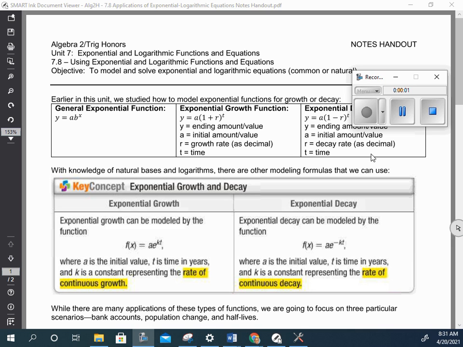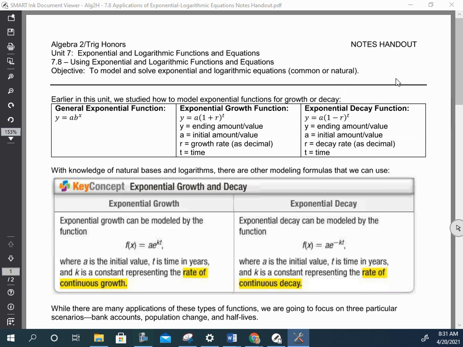All right, so the last section in this unit, this long gargantuan unit, is modeling and solving equations with our natural base and our natural logarithm. So earlier in this unit, we did model using three particular formulas. General formula, y equals a times b to the x.